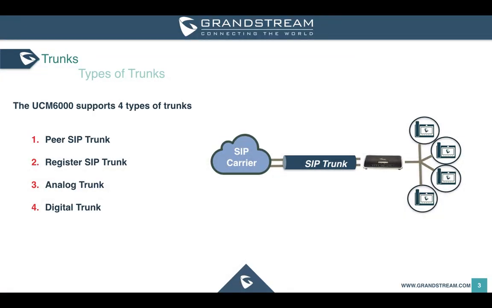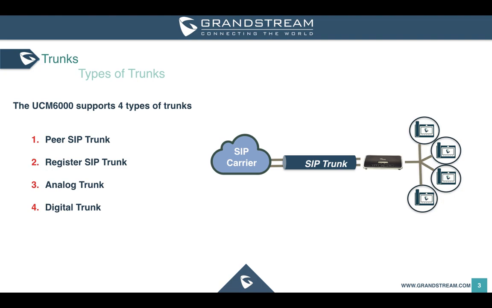In this slide, we will present the types of trunks. The UCM 6200 series supports three types of trunks. Peer SIP trunk is used for peer-to-peer trunking, where the authentication is based on the peer's IP address. This type of SIP trunk is usually implemented when interconnecting multiple UCMs. We have another method, register SIP trunk, which is ideal when the UCM is behind a NAT and the authentication is based on the ID or the authenticate ID and password.